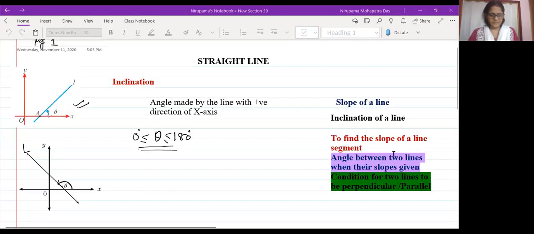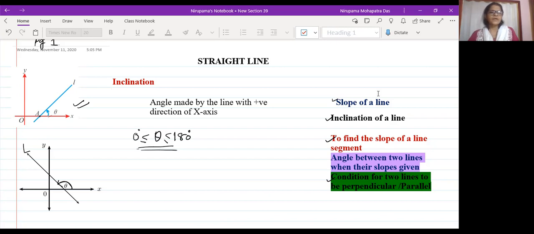Okay. So let me take you to the classroom and the screen. So what is the agenda of our today's class? So as you can see on the screen, straight line, chapter 10 of NCERT textbook. Today's agenda is basically we will start with inclination of a line, then slope of a line, how to find the slope of a line segment, angle between two lines when the slopes are given, and finally the condition for two lines to be perpendicular or parallel.